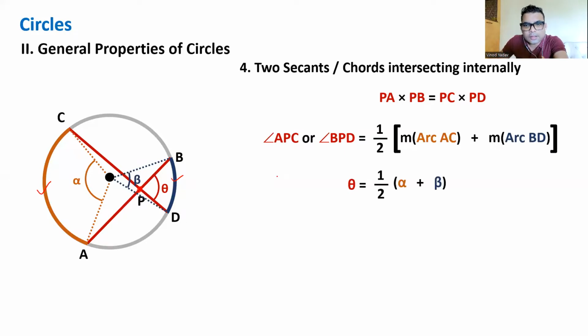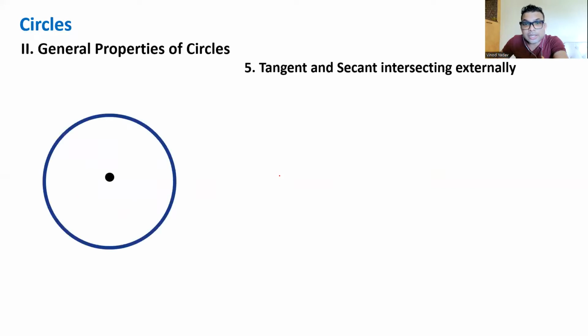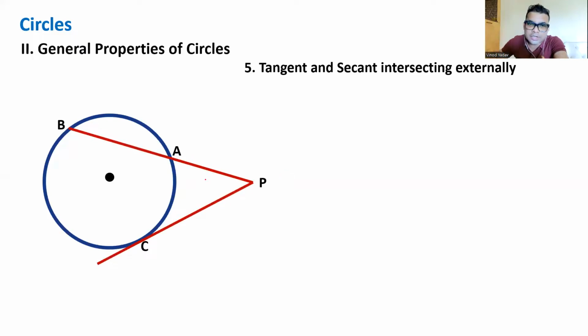Okay, cool. Next is about a tangent and a secant intersecting externally. See this. PB is a secant, PC is a tangent. So the first property is about length only. PA into PB is PC square. PC into PC, so PC square, same thought.